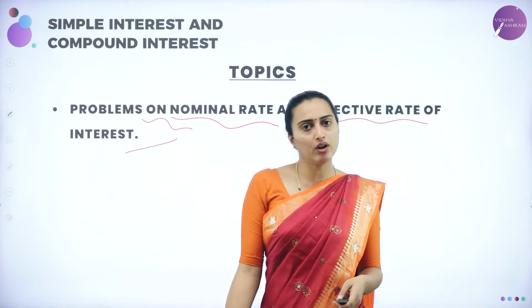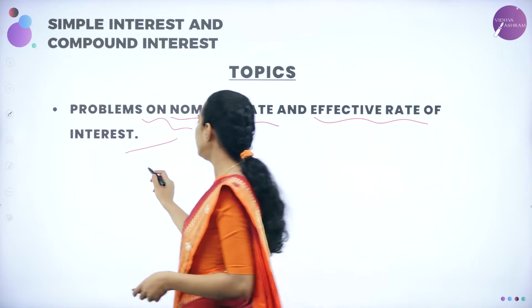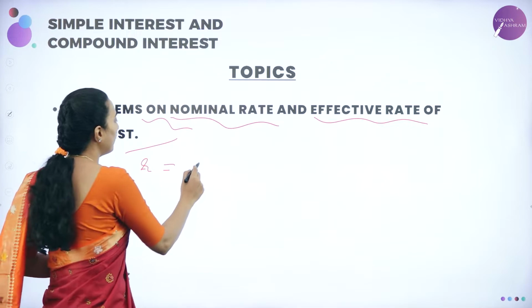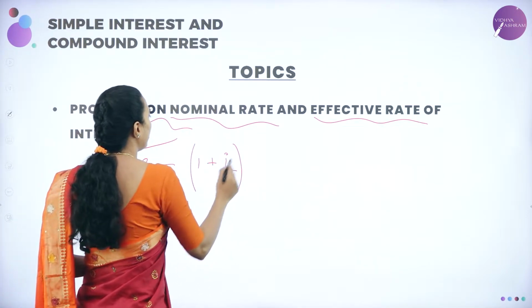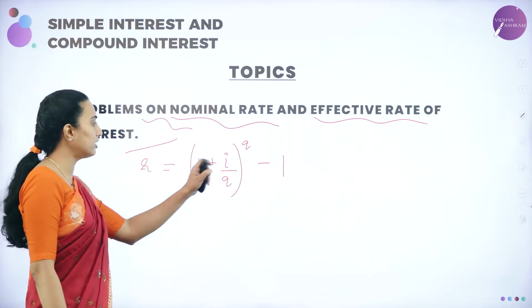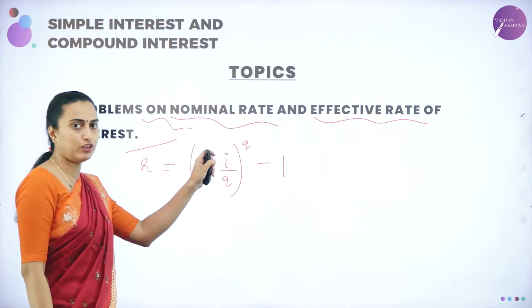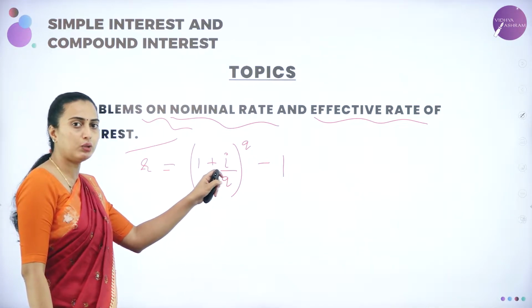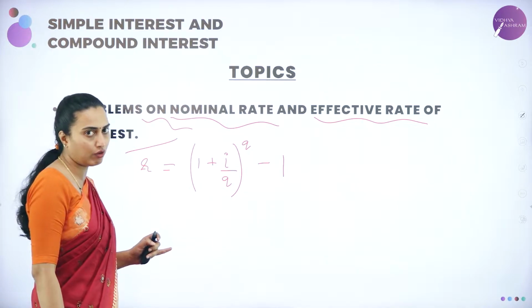Therefore, you know already what the formula will be. The effective rate of interest is given by small r is equal to 1 plus i divided by q, whole to the power of q, minus 1. So this is the nominal rate of interest, where i is the rate of interest they have given, and q is the number of times in a year it will occur, isn't it? So this is the formula for the nominal rate of interest.